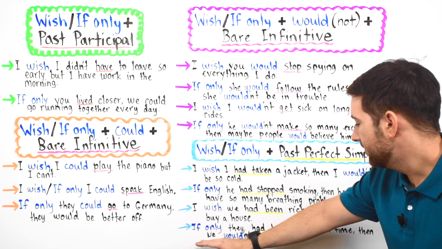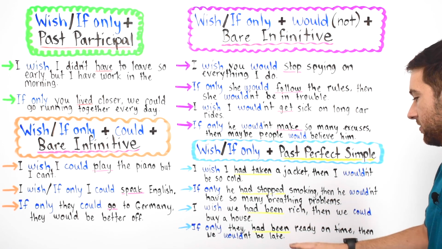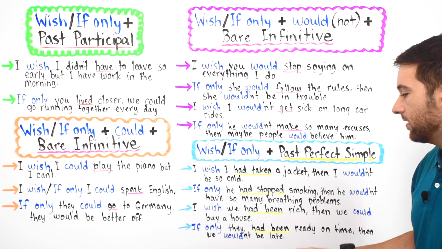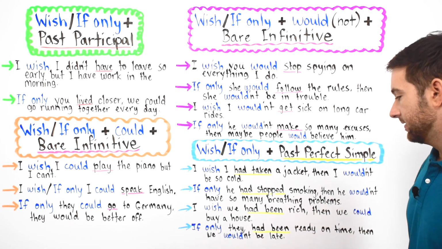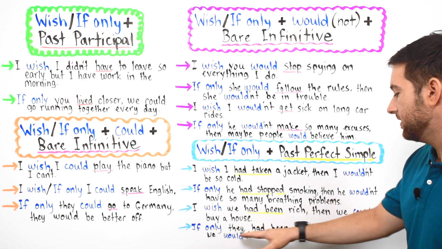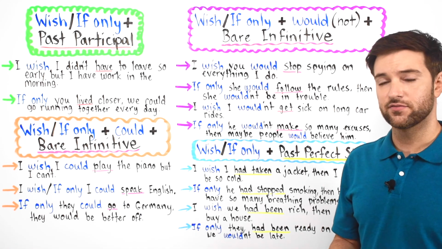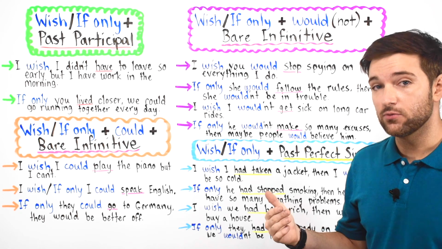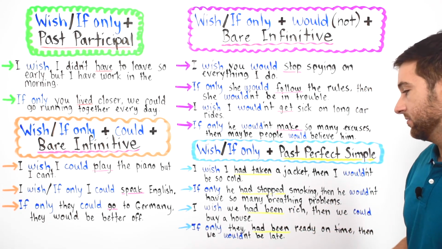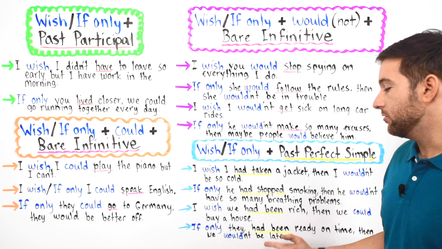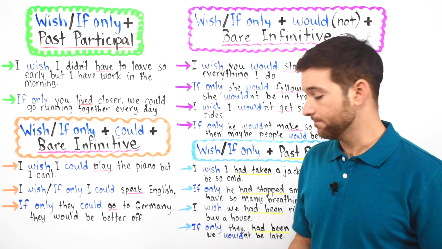And finally, if only they had been ready on time, then we wouldn't be late. So we have people here that were not ready on time, and as a consequence, they're late, okay? So if only they had been ready on time, you know, maybe your friends are always late, but if they were ready on time, then we wouldn't be late. So then, in this case, we would be on time. We wouldn't be late. There wouldn't be consequences, okay?